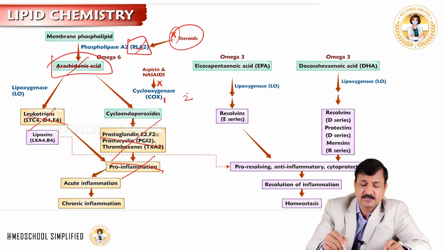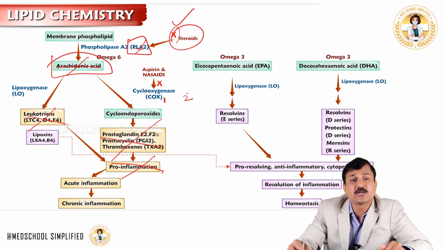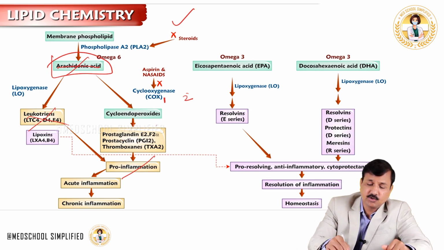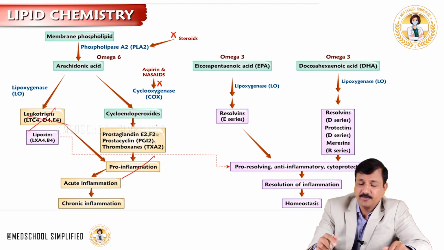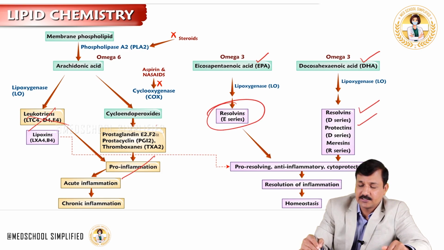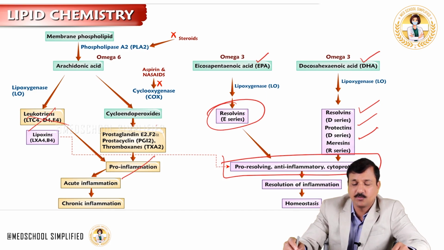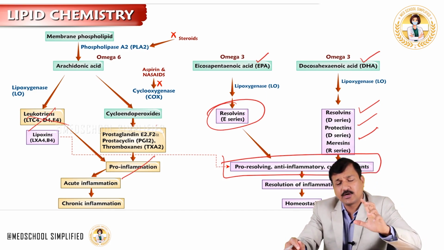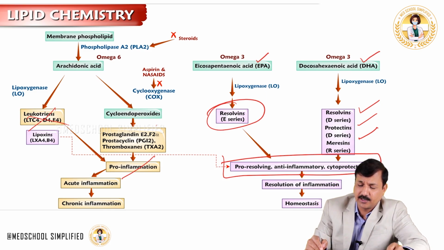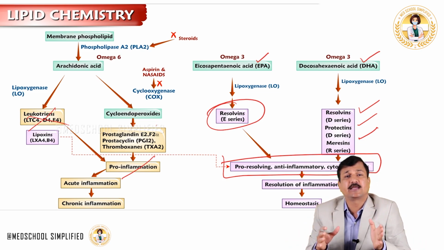All these things can be decreased by prescribing steroids, which will basically inhibit the phospholipase A2 enzyme. Coming to the omega-3 family on the other side, omega-3 fatty acids, eicosapentaenoic acid and docosahexaenoic acid, by the lipoxygenase pathway, all of them will go into resolvin formation, resolvins, protectins, maresins. All of them are pro-resolving anti-inflammatory cytoprotectants. So these molecules do the resolution of inflammation, thereby they keep homeostasis.